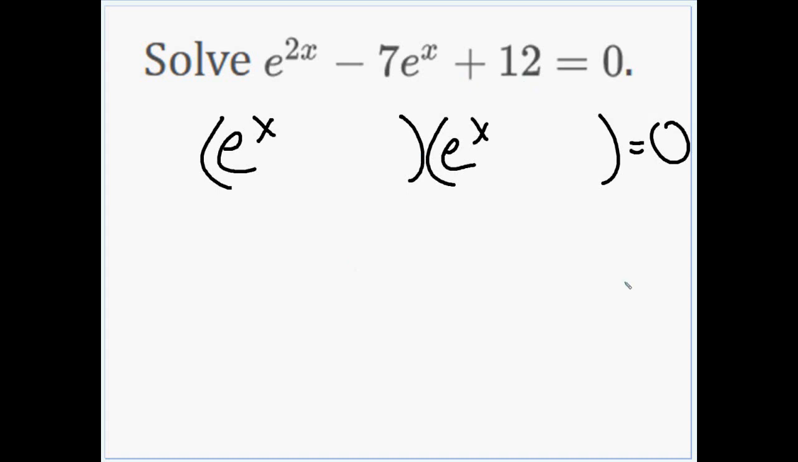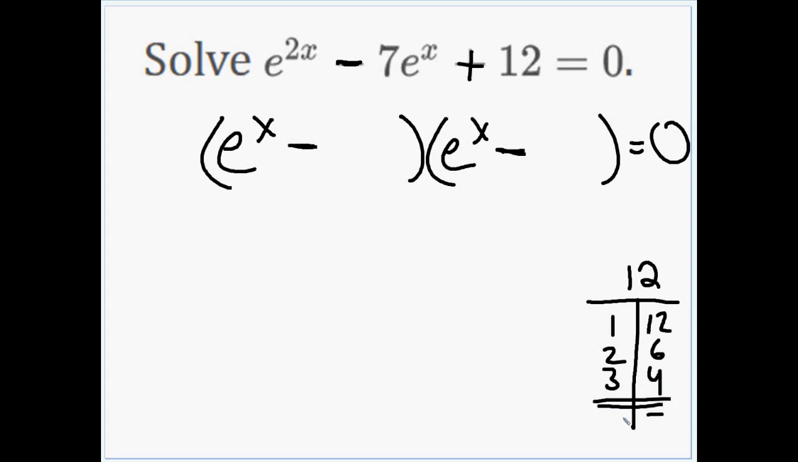Two numbers that multiply to positive 12, that add up to negative 7. So we can tell right now these are both minuses, because they're going to add to a negative and multiply to a positive. And how do you multiply and get 12? 1 times 12, 2 times 6, 3 times 4. Oh, there it is. 3 times 4, they add up to 7. So we got a minus 3 and a minus 4.